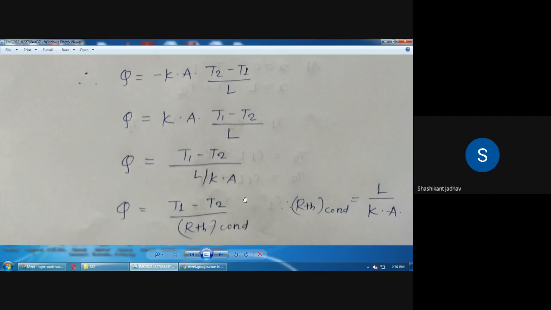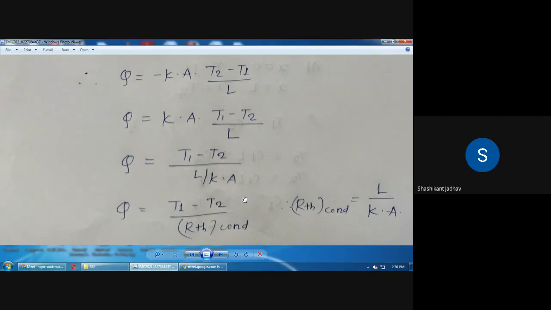What will be the thermal resistance for a plane wall? Sometimes they ask to find the thermal resistance for conduction for the plane wall. What is the equation for that? How to calculate that thermal resistance? R thermal conduction is equal to L divided by K into A. By using that equation we find the thermal resistance for conduction.